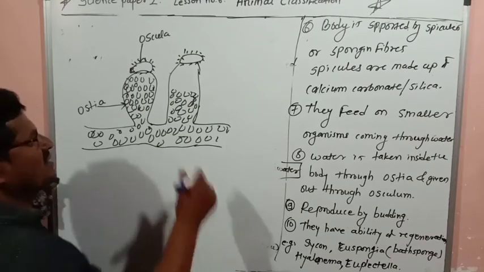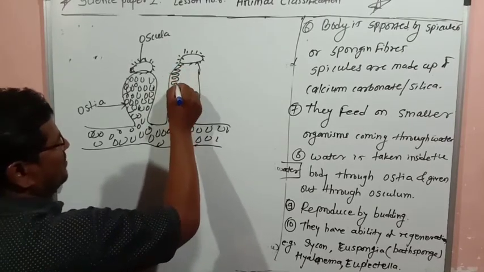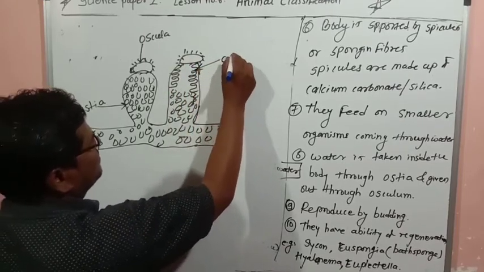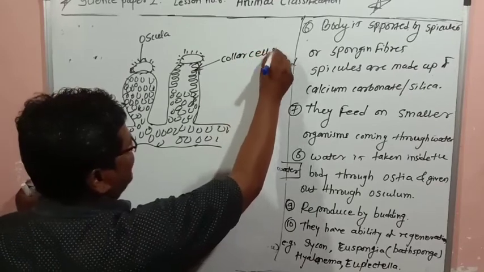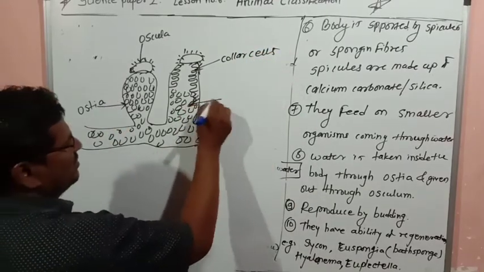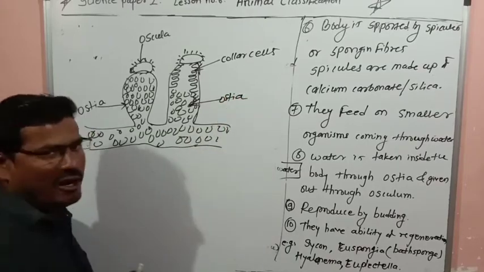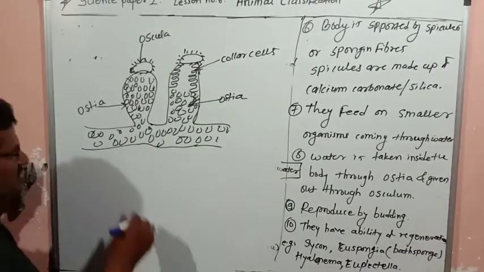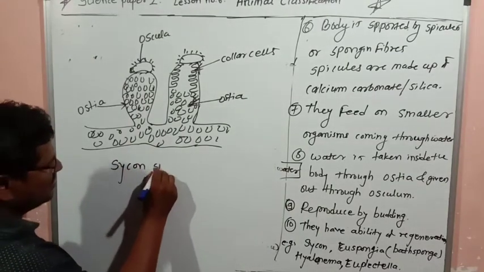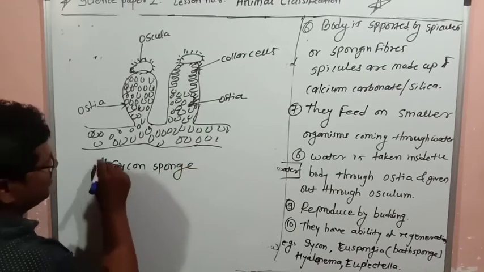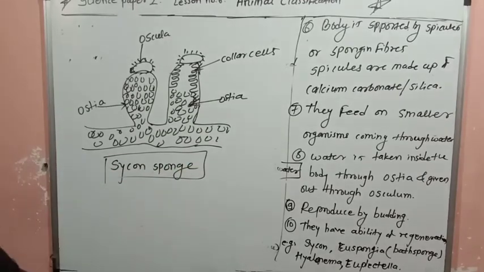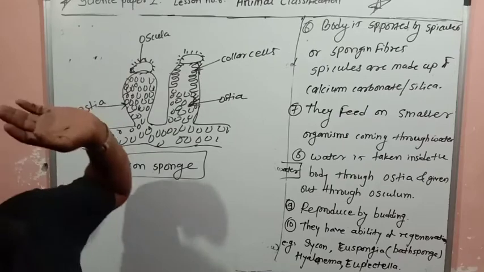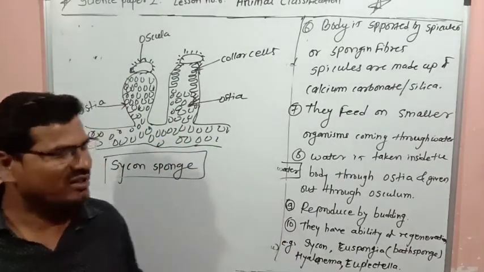The next thing is there. Here you can take it like this way. These are polar cells, and these are ostia only. This animal example is the Cycon sponge. So water is taken through the ostia, many holes are there on their body, and water is given out through the oscula or osculum. So this one is the example, this one is the diagram.